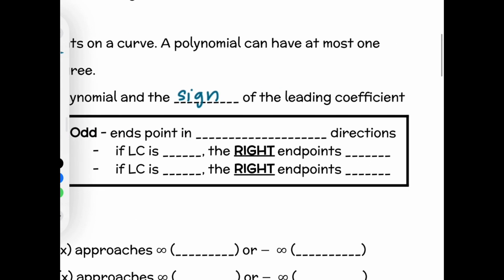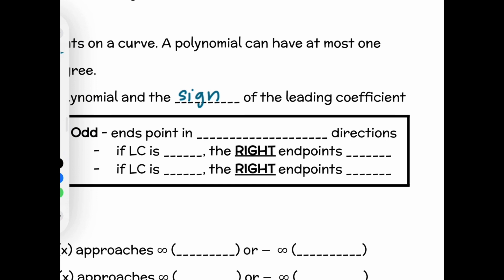For an odd function, the endpoints go in opposite directions. And if the leading coefficient is positive, the right end points up. So if the right end points up, then we know the left end has to go down. And if we have a negative leading coefficient, then the right end is going down while the left end would go up.